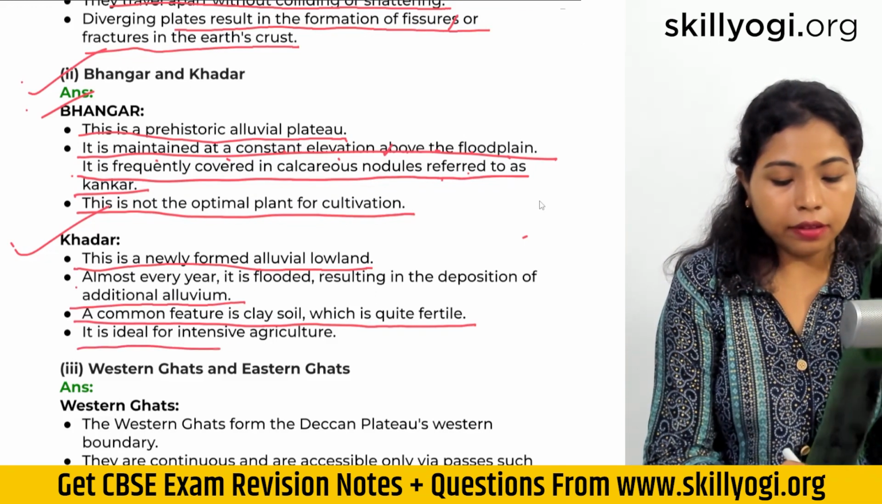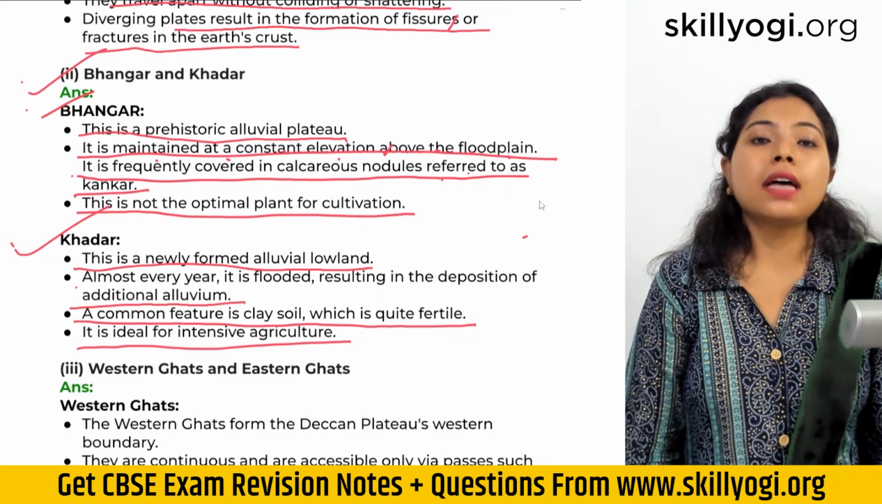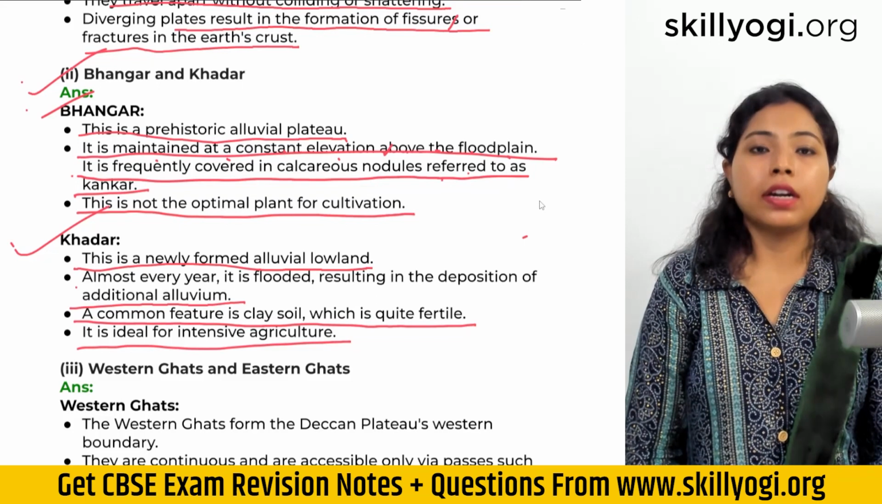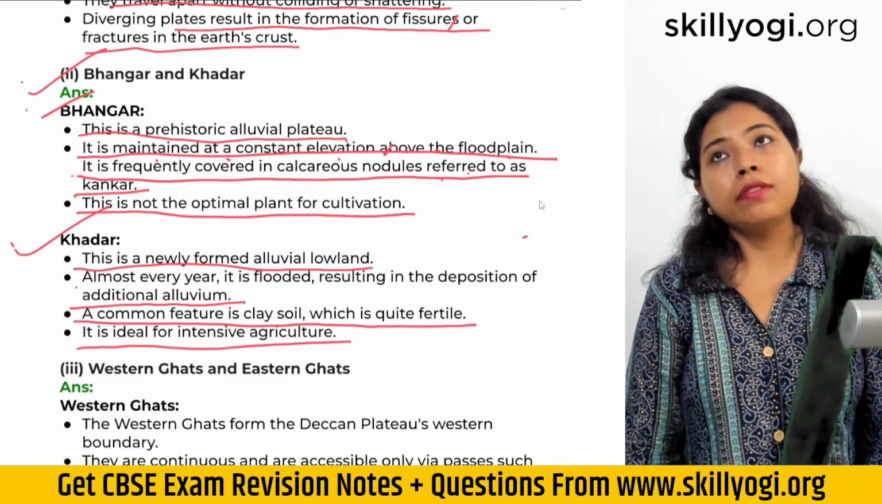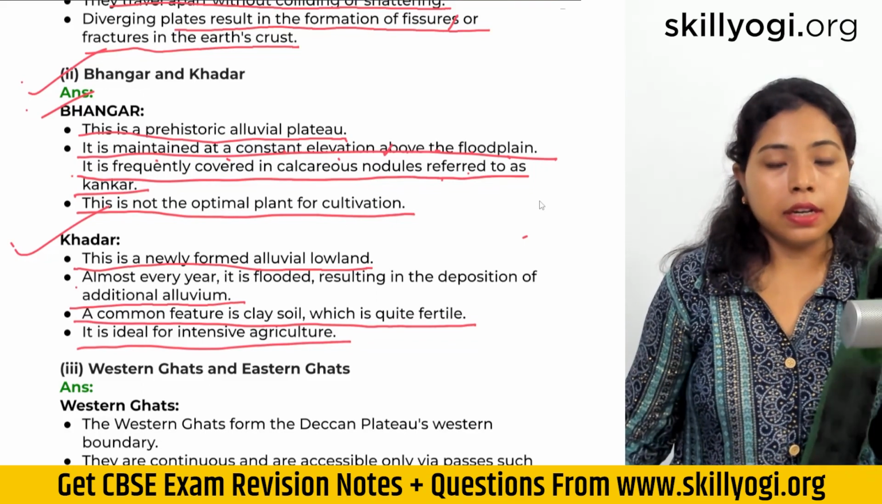Khadar is ideal for intensive agriculture. So Khadar is the ideal part for intensive cultivation because it is so fertile. It is fertile every year because of the newly deposited alluvium of the river Ganga.